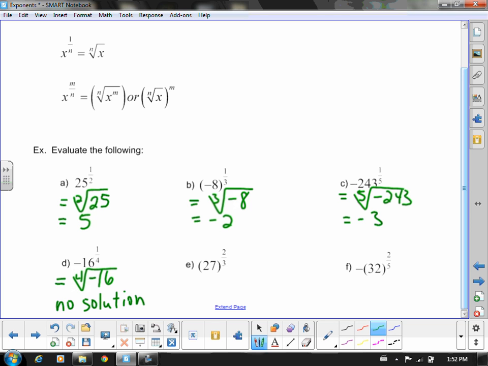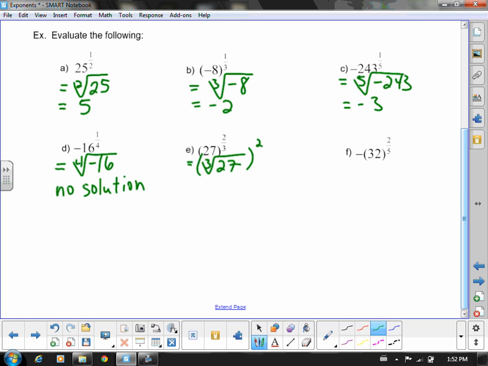It doesn't work. For this example, the denominator is 3. So we're taking the cube root of 27. And when I get that value, you have to square. So we end up with the cube root of 27 is 3. I need to square it. So the final answer here is 9.